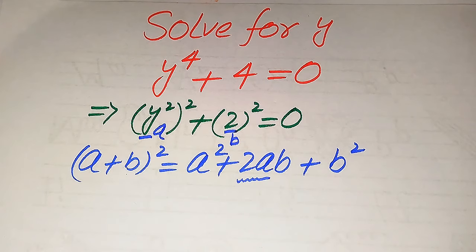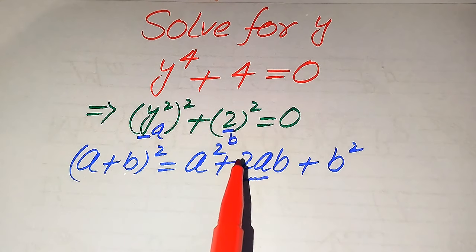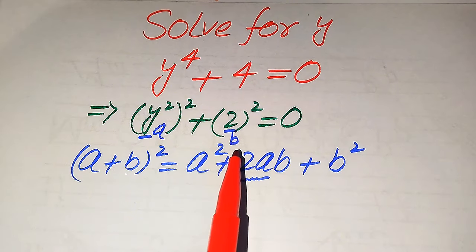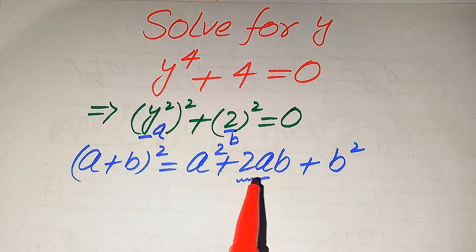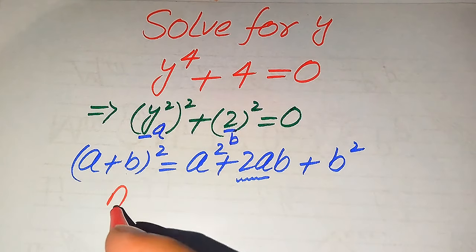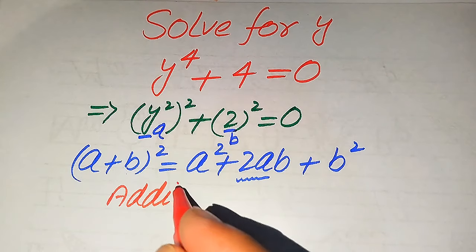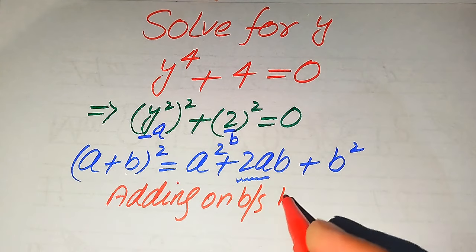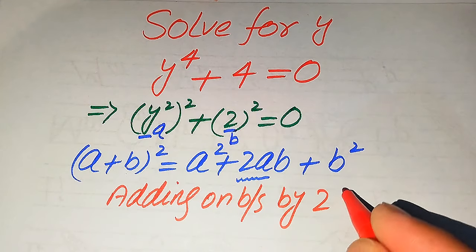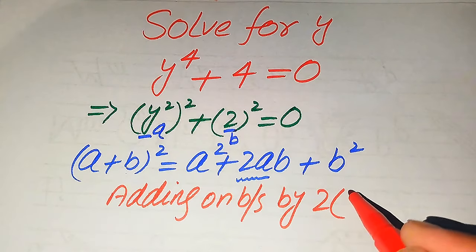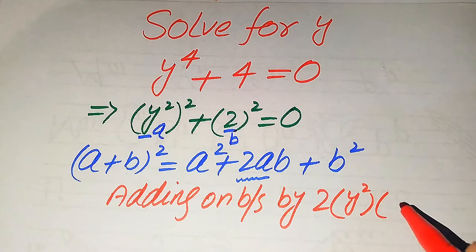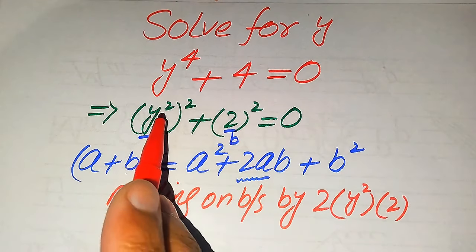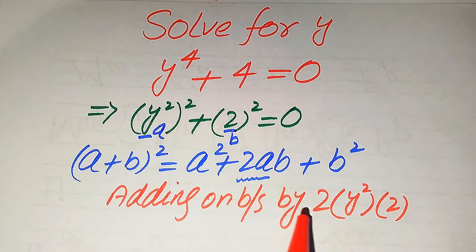In order to make this term 2 times ab, we just add 2 times ab on both of the sides. Here our a is y square and our b is 2. This is our a and this is our b. So we add to both sides 2 times y square into 2.